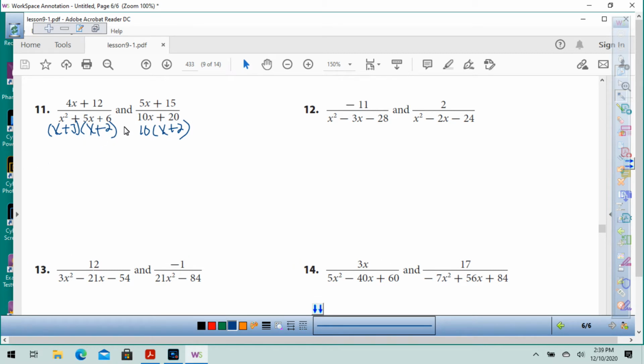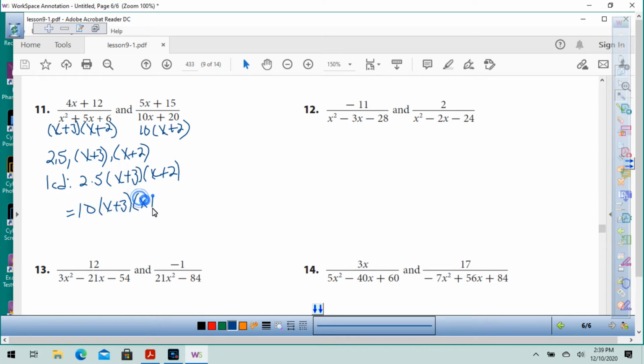I got, let's see here, 10, well that's really 2 and 5, and then I got x plus 3 and x plus 2, right? So my least common denominator is going to be 2 times 5 times x plus 3 times x plus 2. And that's going to be 2 times 5 is 10, and then x plus 3 times x plus 2. All right.